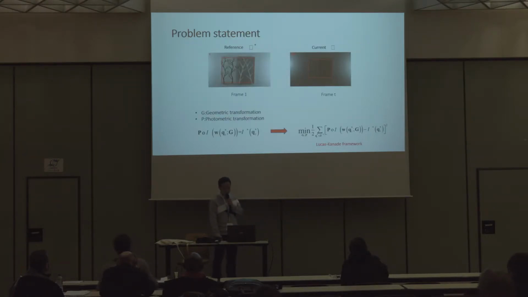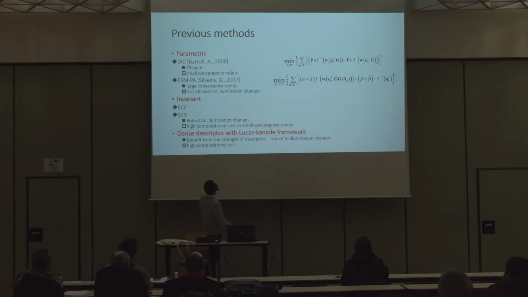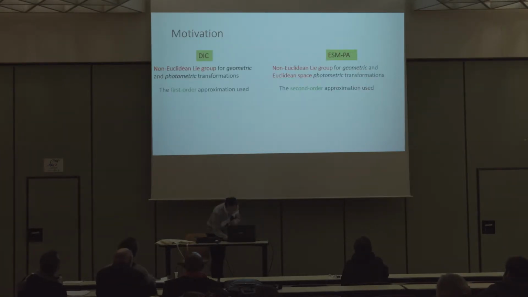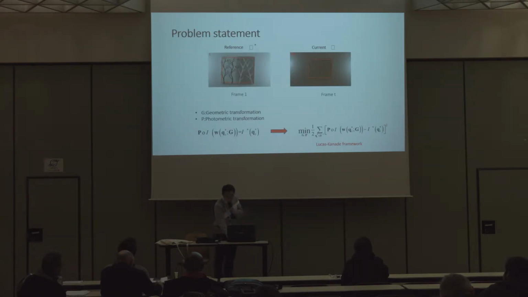First of all, for people who are not familiar with direct visual tracking, I will briefly explain what the goal is. Usually we select a template in the first frame of a video. The goal is to track the template precisely in the following frames. Here we want to find a geometric transformation and a photometric transformation such that the two images can be matched as closely as possible. This problem is often formulated as an optimization problem, which is often solved through the Lucas-Kanade framework.